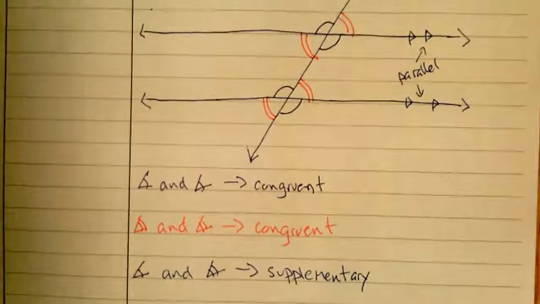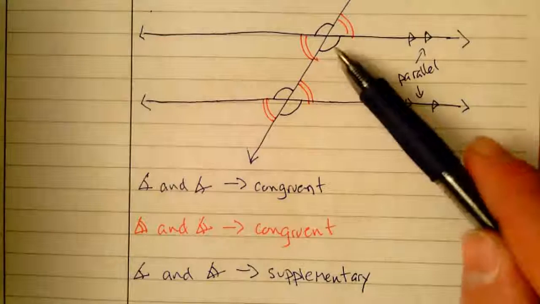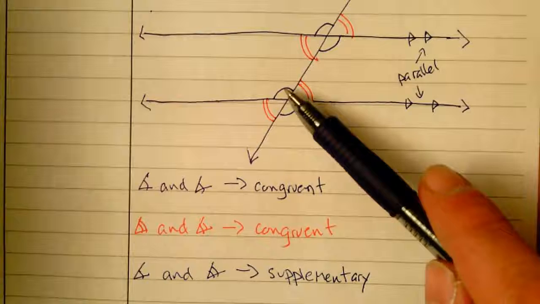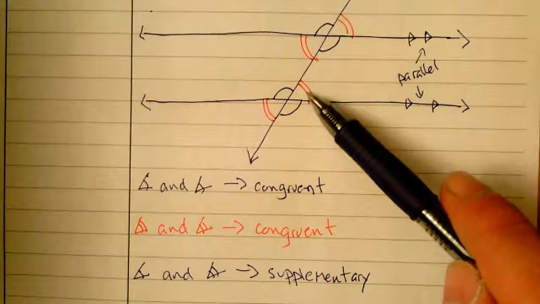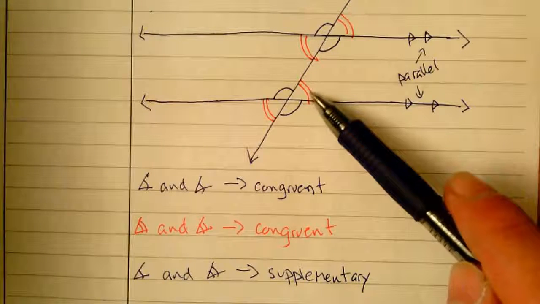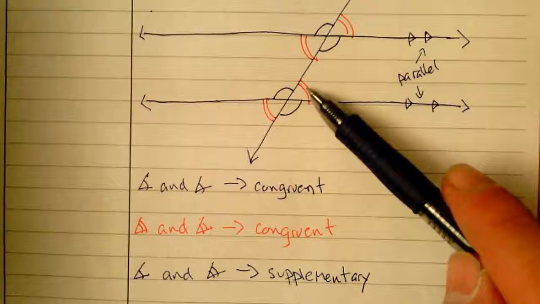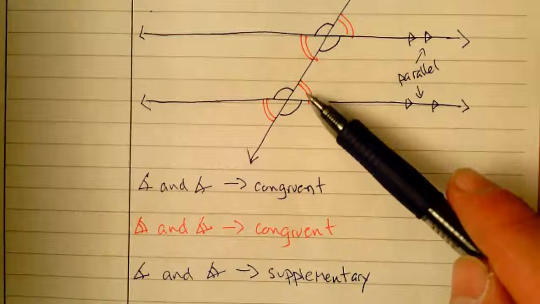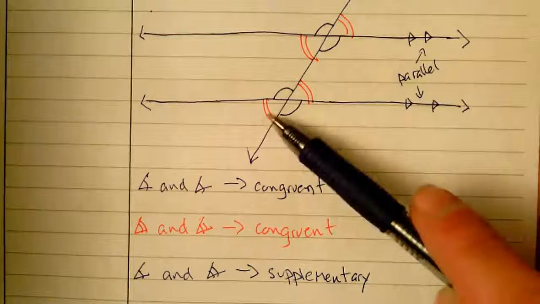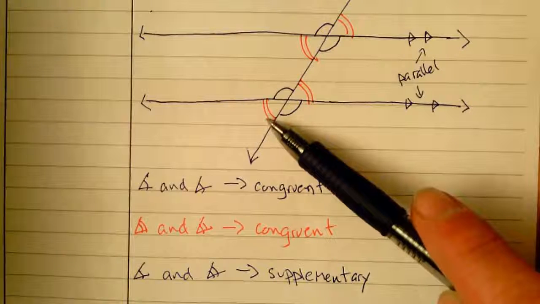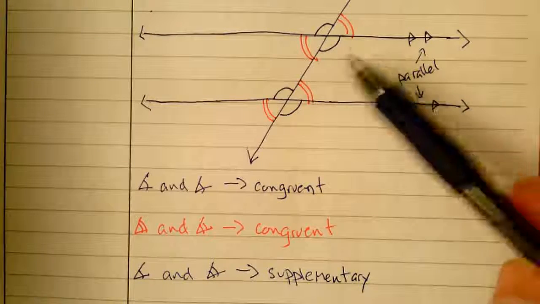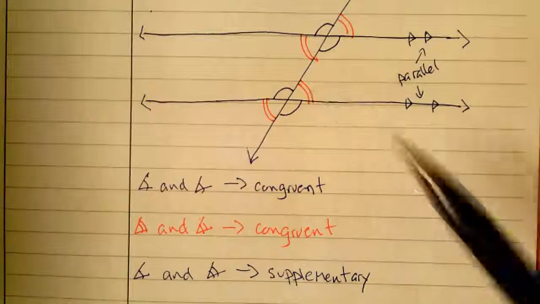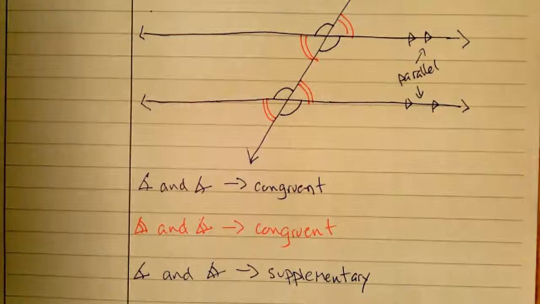So let's take a look at what that means. For example, this angle and this angle are alternate interior angles, and they're congruent. This angle and this angle, alternate interior angles, and they're congruent. This angle and this angle, corresponding angles, they're congruent. Same for all the other corresponding angles. This angle and this angle, alternate exterior angles, also congruent. And then we have this angle and this angle, same side or consecutive interior angles, also congruent.